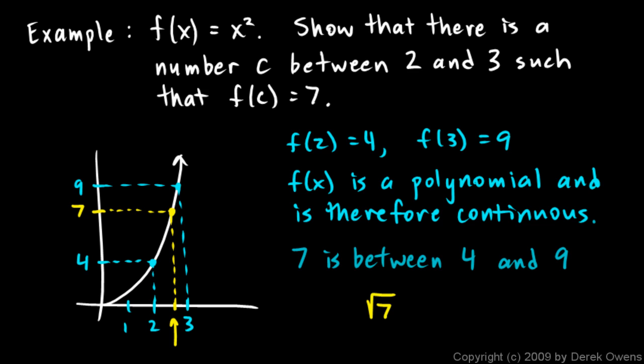Now, one interesting side note is one of the things that we've shown here is that the square root of 7 exists. The square root of 7 is an irrational number, and we've just shown that an irrational number exists, and that's actually significant. The existence of irrational numbers was not always accepted, particularly in the early years of mathematics. I'm going to go down a little side road here because I think this is really interesting.